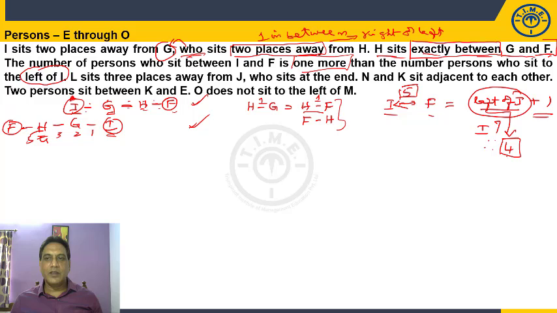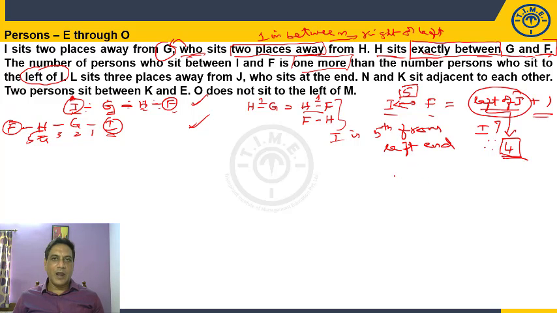So now with this we come to know that I is in the 5th position from the left hand, because there should be 4 to the left of I. So I should be in the 5th position from the left. Now we got a definite position. Let us try to put this in arrangement.